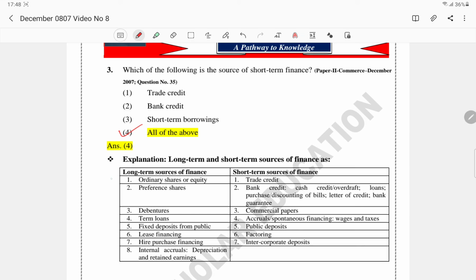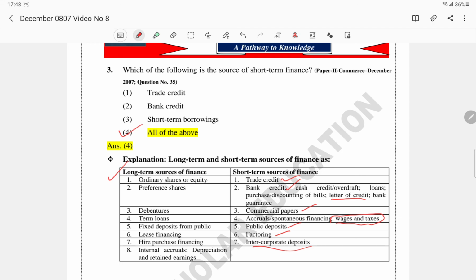I have prepared a table bifurcated between long term sources of finance as well as short term sources of finance. तो आप देखिए, शॉर्ट टर्म में ट्रेड क्रेडिट, सेकंड इज द बैंक क्रेडिट, और बैंक क्रेडिट के डिफरेंट वेरिएंट्स मैंने इसमें लिख दिए हैं: cash credit, overdraft, short term loans, purchase and discounting of bills, letter of credit, bank guarantee, commercial paper, accruals या जिसको spontaneous financing भी कह सकते हैं, जिसमें हम दो चीज़ें include करते हैं: wages and taxes, public deposits, factoring, intercorporate deposits. So these are the sources of short term finance.